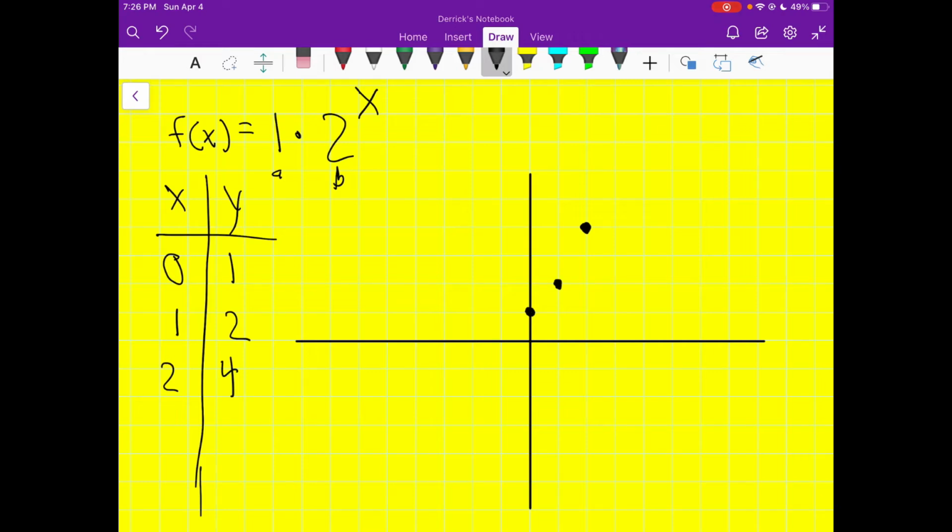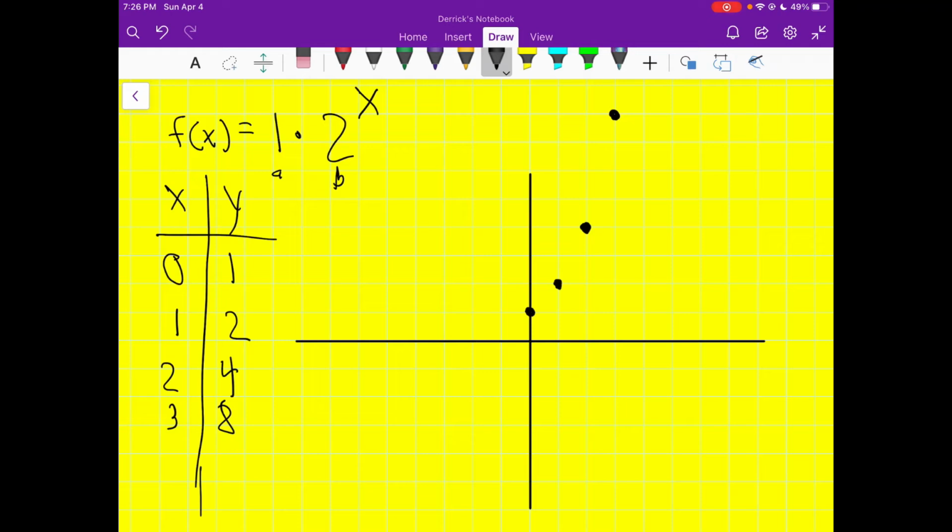It's curving. If you wanted to go a little bit further, you could plug in a 3. 2 to the third would give you 8. So you go ahead and do that as well. That'd be all the way up here. I'm not going to go much further than that because I'm kind of running out of space. But we can see that it seems to be increasing very quickly as it heads off to the right. Or as x approaches positive infinity, you could say.